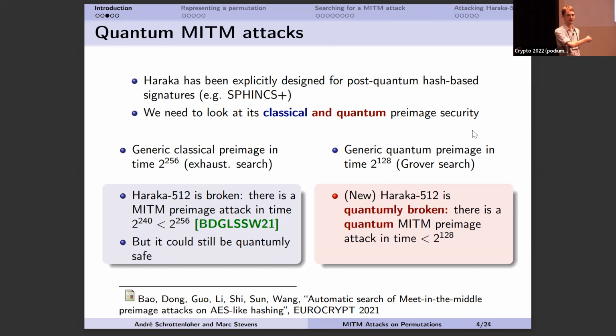The generic one is actually quite good, because we have Grover's algorithm in the quantum setting, and this one is in time 2^128. So to have a quantum preimage attack, I need to do better than that. But actually, in our paper, we show that you can also do better than that in the quantum setting. So you have a preimage attack that runs better than Grover search for Haraka.